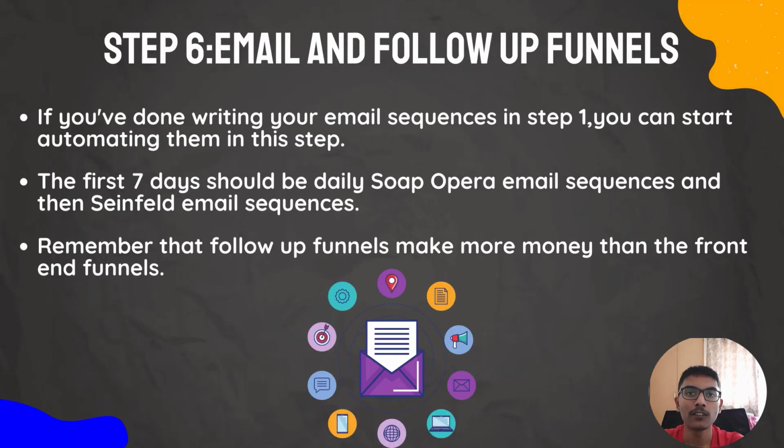The sixth step is the email and follow-up sequences. Now, if you have done writing your email sequences in the first step that we talked about, copywriting, then you can start automating them in this step. The first 7 days should be a daily soap opera email sequence and then Seinfeld email sequences. I have not talked about these two email sequences, but these are very important. I'll upload a document about the soap opera email sequence as well as the Seinfeld email sequence. It can help you nurture your email list and build a better relationship with them.